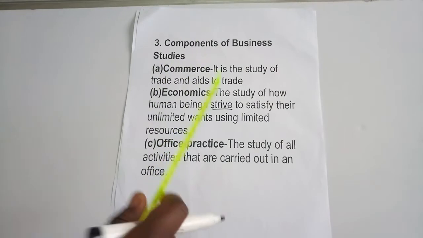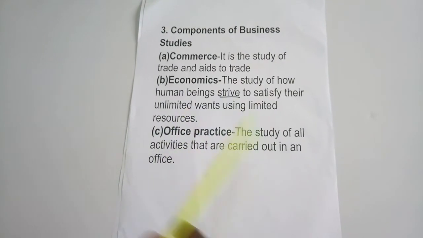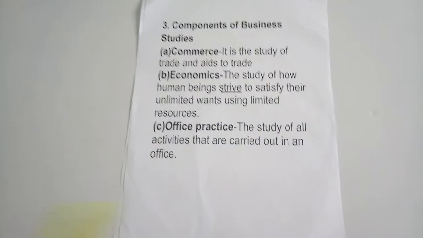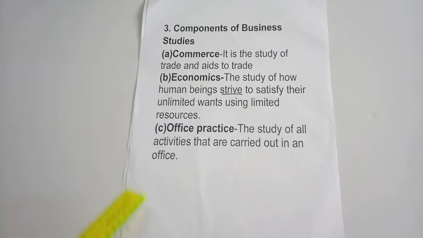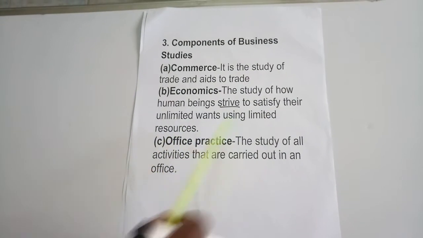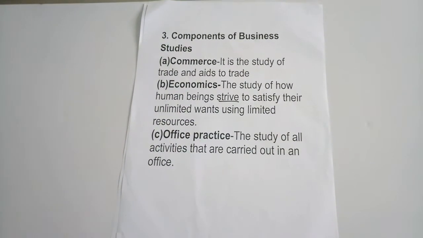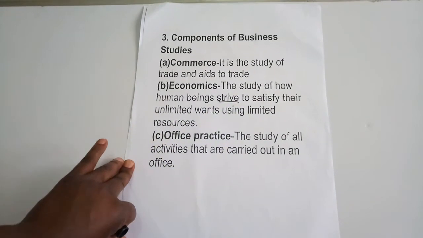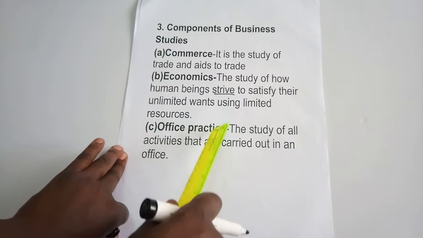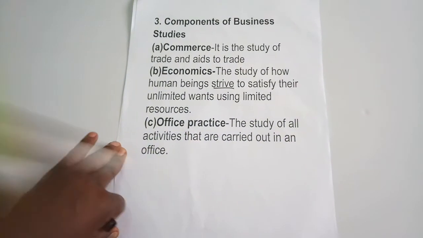So we go to our third part. It's called office practice, the third component of business studies. What is office practice? It is the study of all activities that are carried out in an office. Here, we have a Form 1 topic called the office. It is apparently maybe the only topic covered in this section, and it will rarely fail to appear in the exam. So be very keen when tackling the topic, the office, which focuses on this component of business studies called office practice, the study of all activities that are carried out in an office.